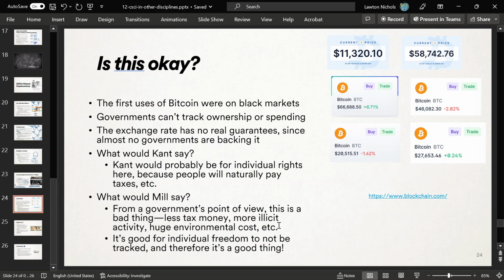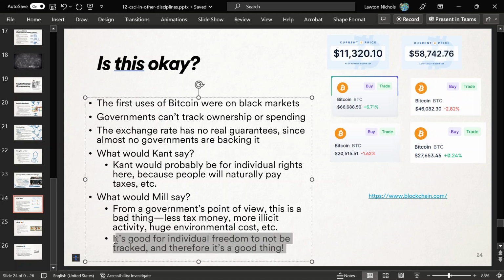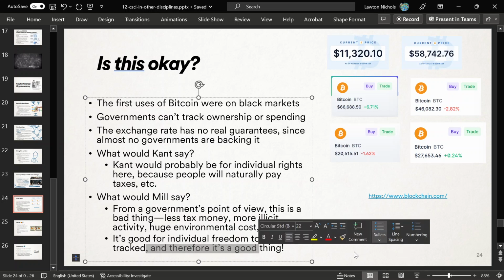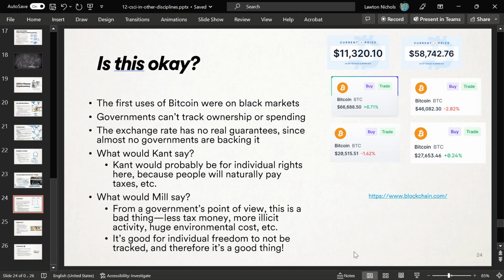Maybe that would dissuade you from wanting to use crypto, or from saying that it's a good thing. But on the flip side, as a utilitarian, you'd weigh both sides. You could also argue that it's really good for your individual freedoms. Like you want some privacy from the people you're interacting with on the internet and exchanging money with, and this is a great way to not be tracked. And so maybe it's a good thing, and that outweighs the bad issues that a government might think of.